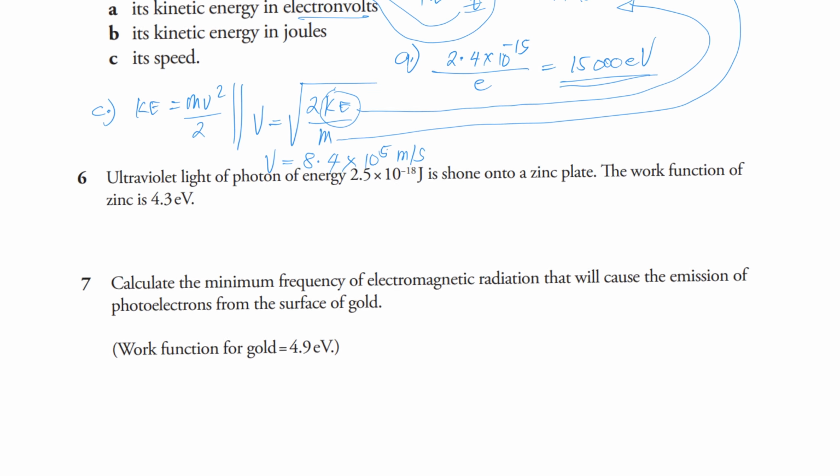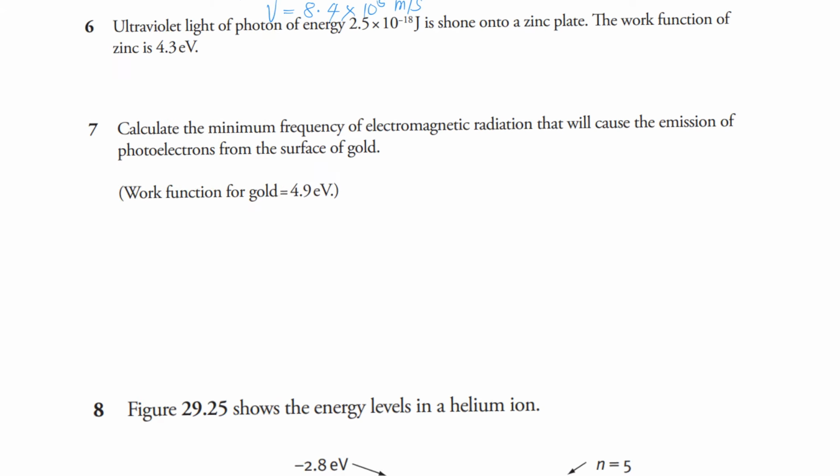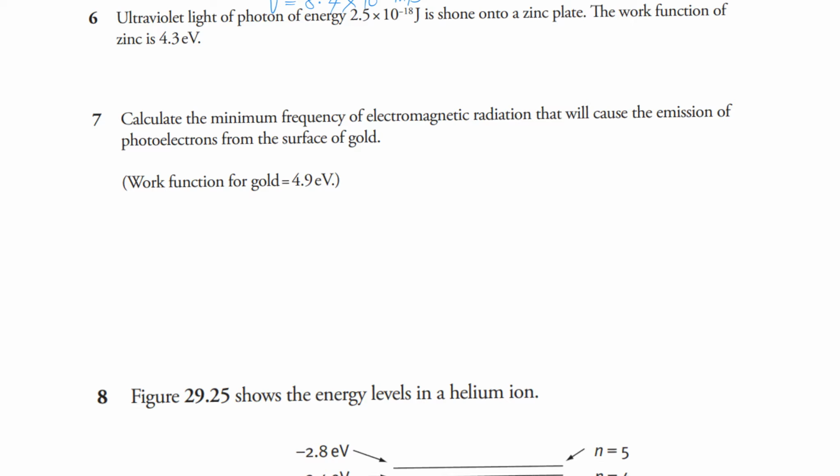Let's go to number 6. Ultraviolet light of photon energy, so this is your E, is shown onto a zinc plate. The work function, this is your phi. So this is your phi and this is your E.